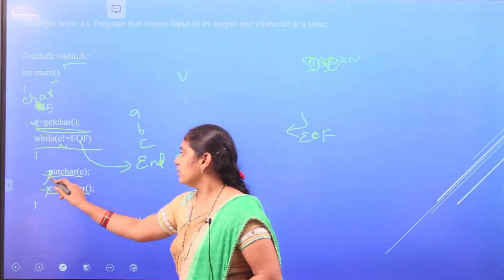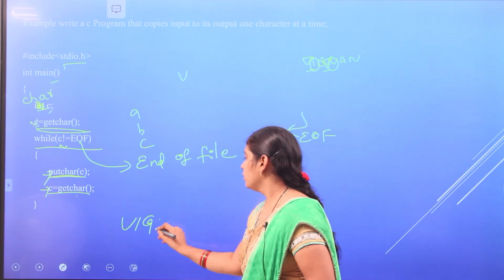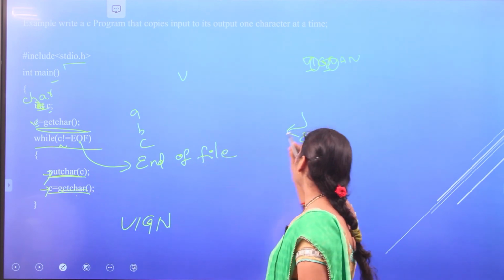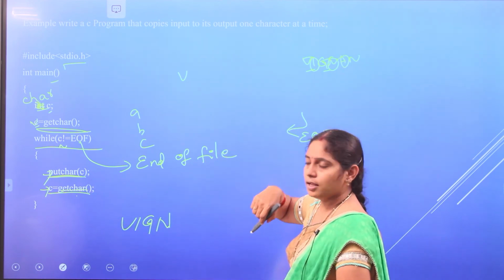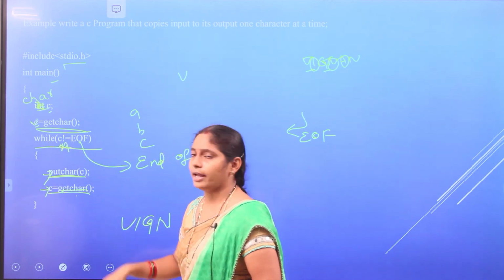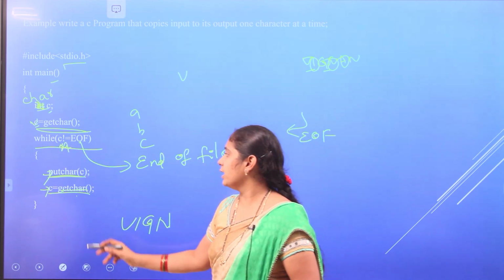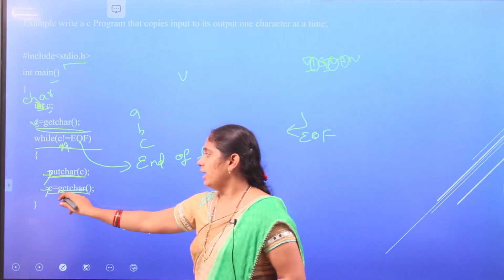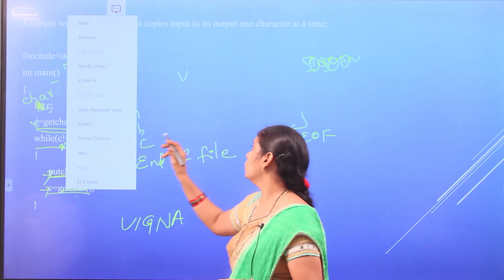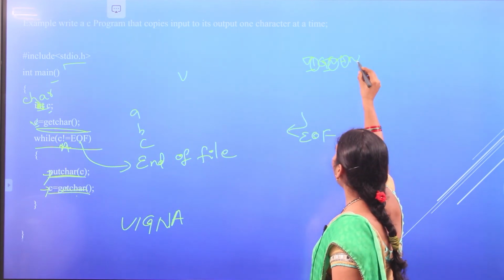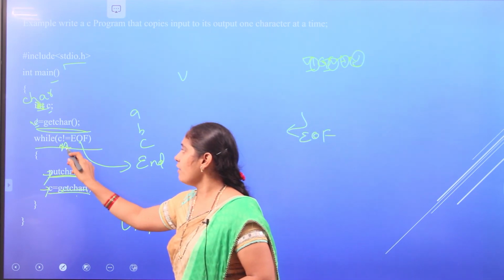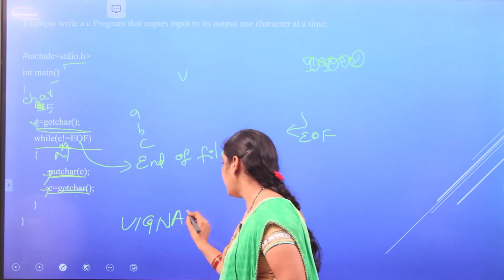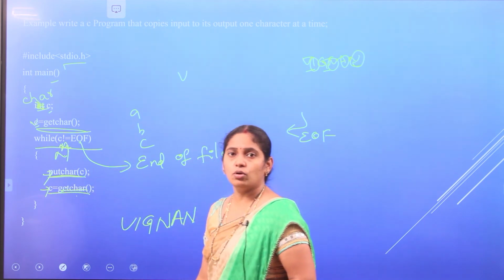No. Then it enters into the body of that loop. It prints the value of C. After that, it takes the next character, A. Now C is having the letter A. This is not equal to end of file. Then it prints that with put char, and reads the next character. What is the next character here? N. Now C is having N. Is N equal to end of file? No. Then it prints that, and C equal to get char.